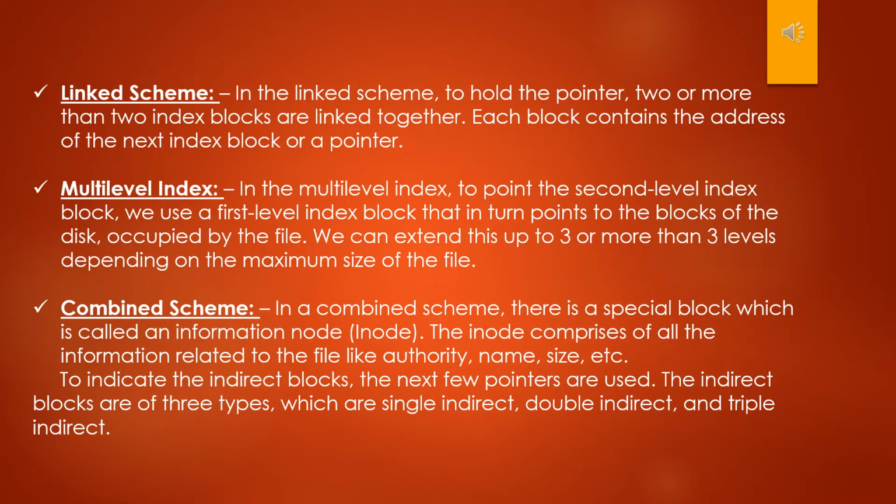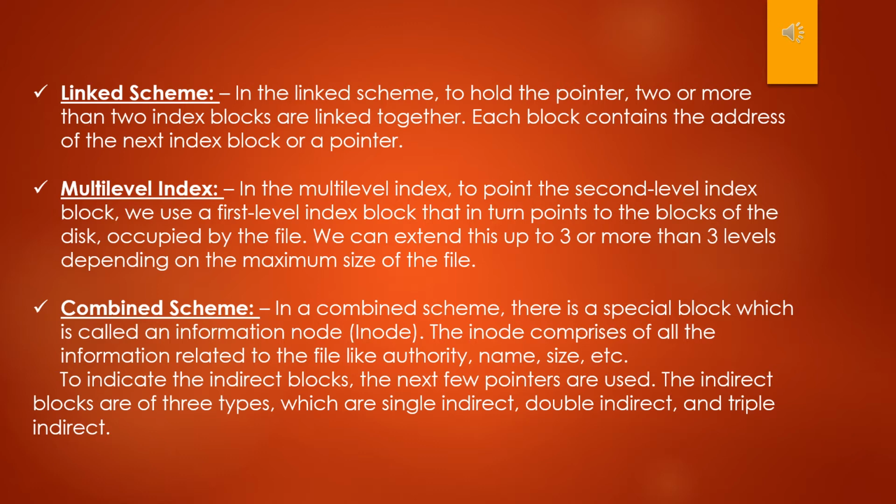And the last one is combined scheme. In a combined scheme, there is a special block which is called an information node or inode. The inode comprises all the information related to the file like authority, name, size, etc. To store the disk block addresses that contain the actual file, the remaining space of the inode is used.